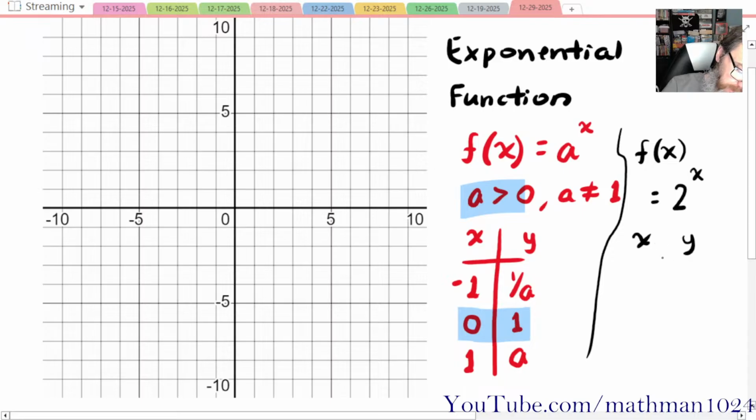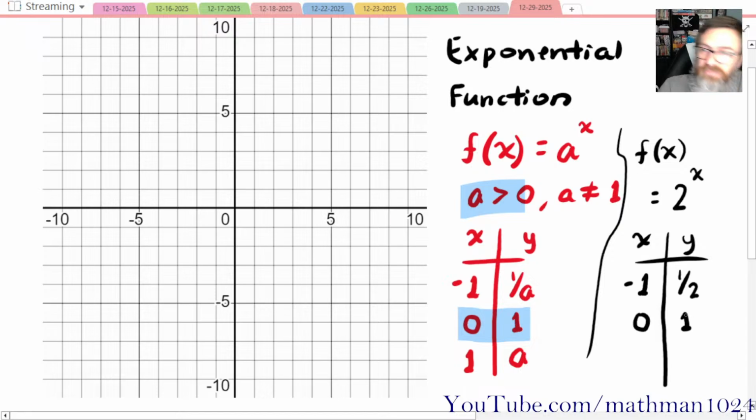All right, so let's do a table of values and see what happens here. If I go off of what I see there in red, just to the left there, it seems to me that if I plug in -1, I should get the reciprocal of the base, so I'd get 1/2. If I plug in 0, I'm going to get 1, always and forever. And if I plug in 1, I'm going to get 2.